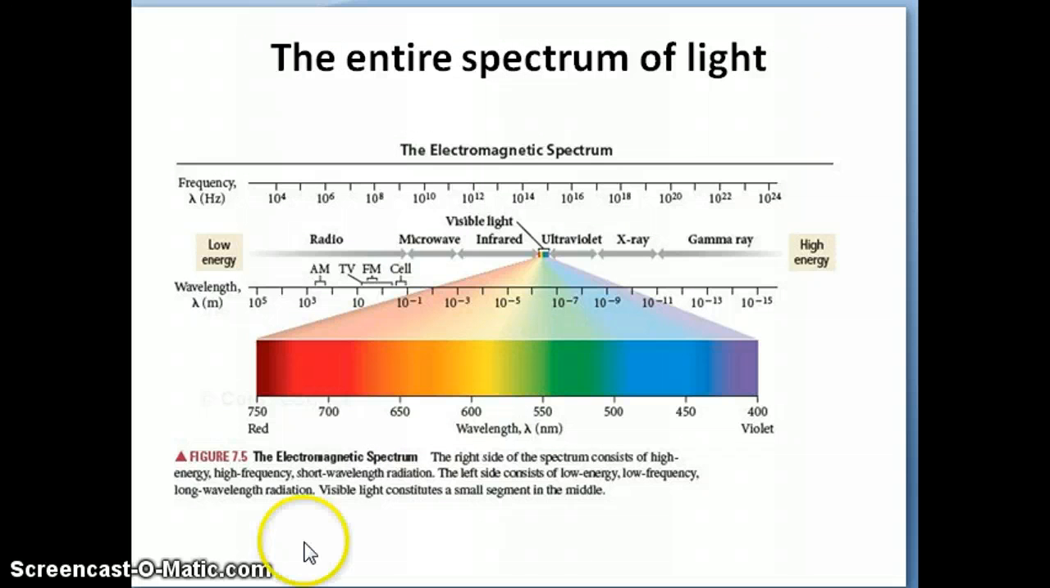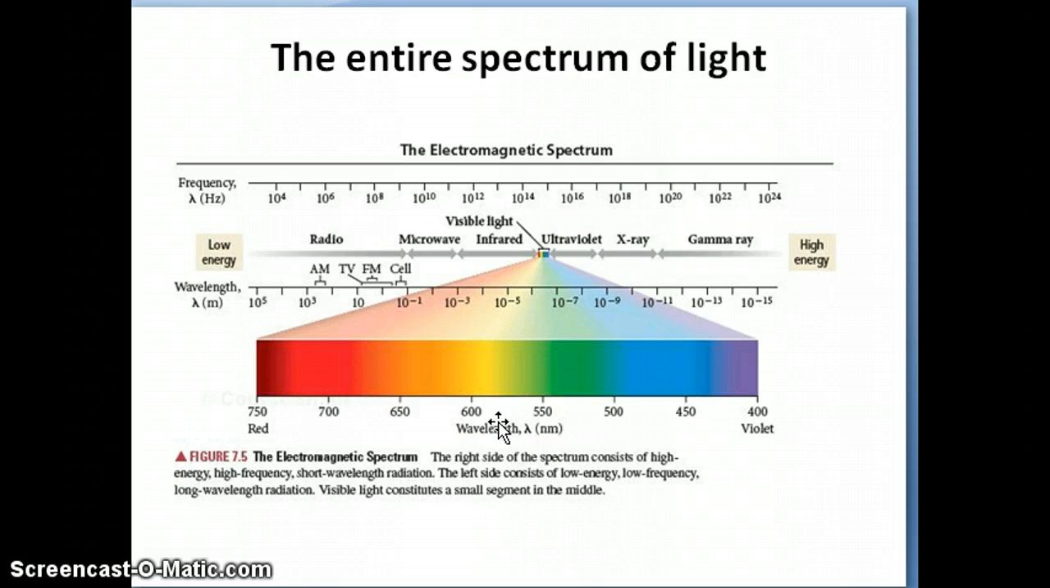I just used this word spectrum, so I want to mention it right here. It turns out that visible light, which is the light that we can see with human eyes, comprises a very small portion of the entire spectrum of light that's possible. Here's the axis of wavelength, and visible light is right in this region, which is between about 400 nanometers and about 700 nanometers.